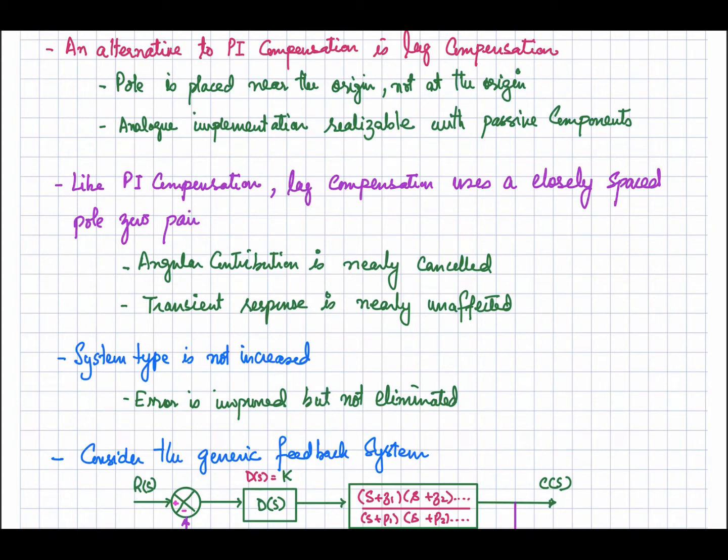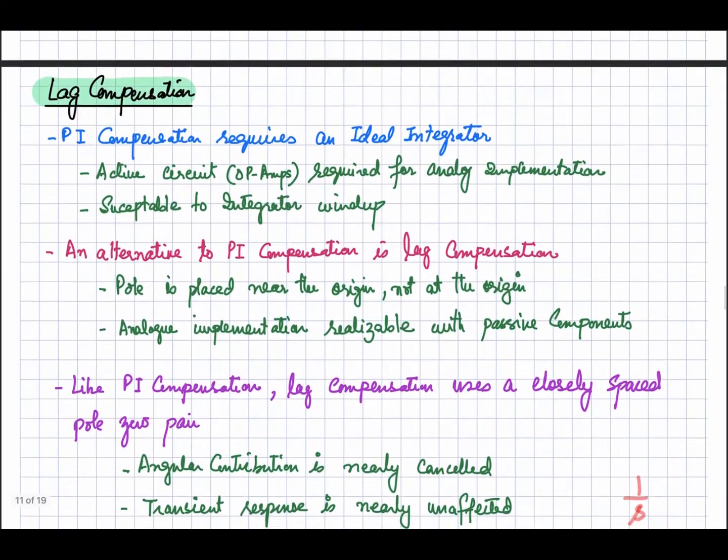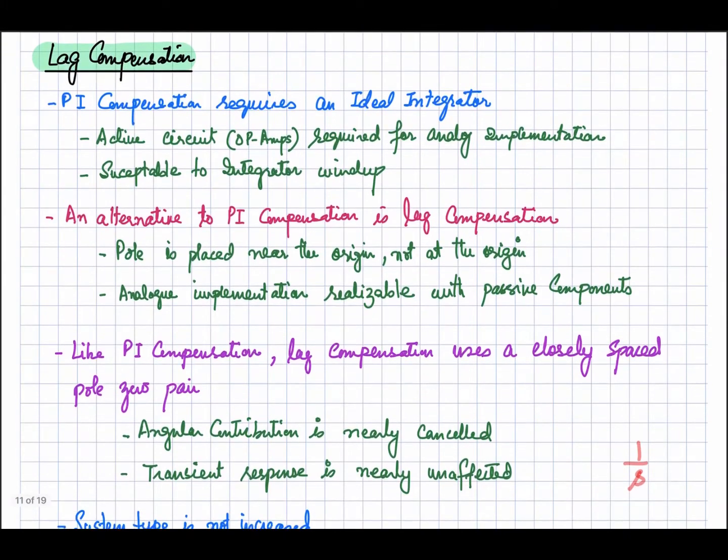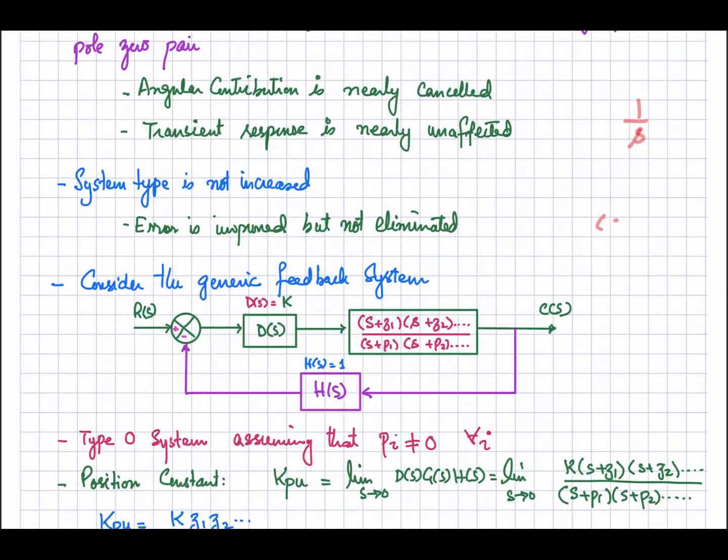Another advantage of the lag compensation is that the type of the system is not increased. If we have the PI compensation, we introduce the pole at the origin, and because of that the system type increases by 1. But in the lag compensation, we are introducing the pole very close to the zero, right? So our pole will be somewhat like s plus, let's suppose, pc. This is not at the origin, so the system type is not increased, because the type depends upon the number of poles at the origin.